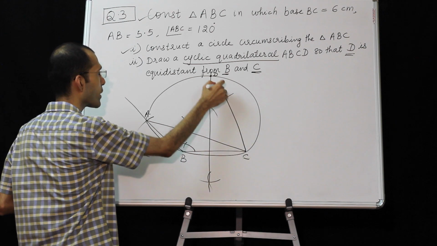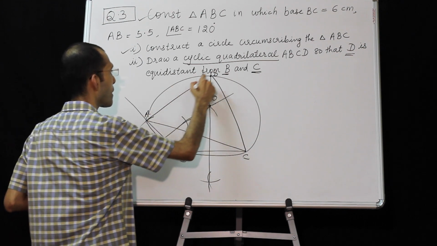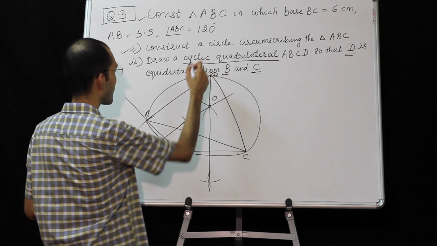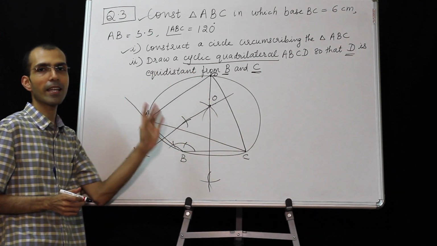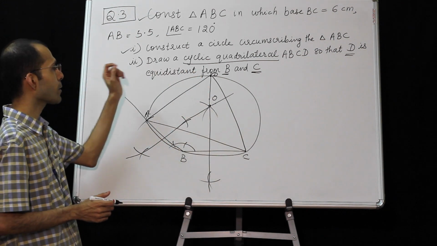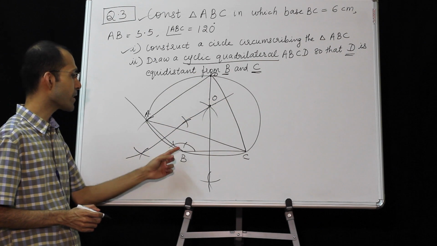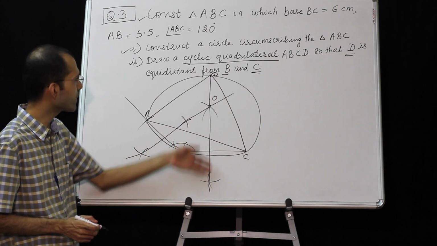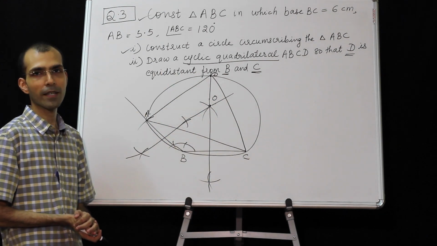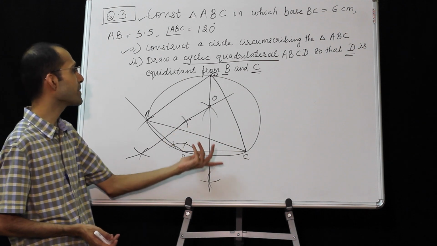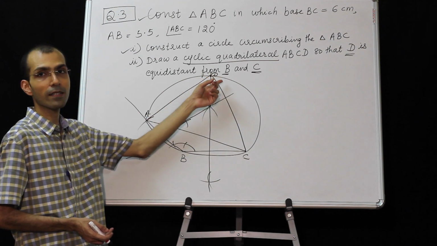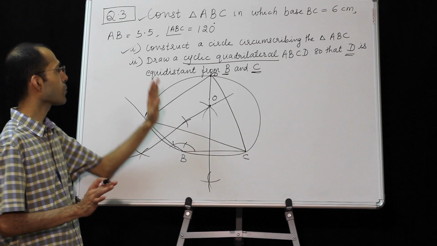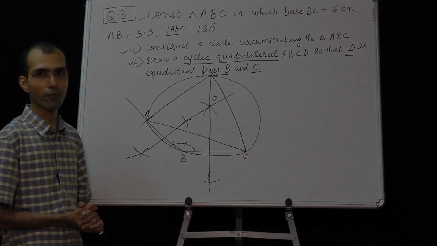So simply join with a scale. So we will get our cyclic quadrilateral ABCD, which takes care of the condition that D is equidistant from B and C because it is lying on the perpendicular bisector of segment BC, and D is also lying on the circumference of the circle. So all things are taken care of.